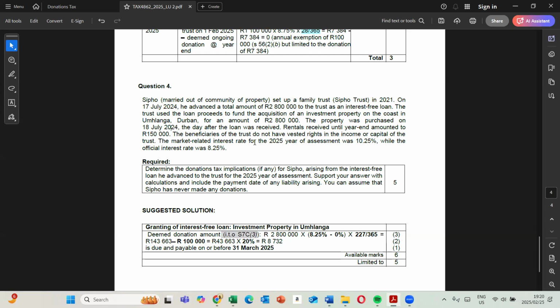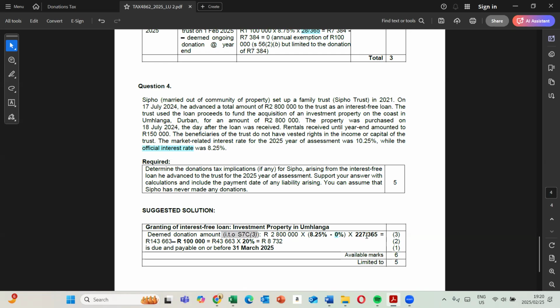The market-related rate for the 2025 year of assessment was 10.25. The official interest was 8.25. So in regards to this, because Sipho is making a donation of an interest-free loan, we're going to do the calculation. 2 million times the official rate, 8.25, minus 0. Why are we saying minus 0? Because this is an interest-free loan, not a low interest. If it was a low interest, we're going to deduct the interest they charge.